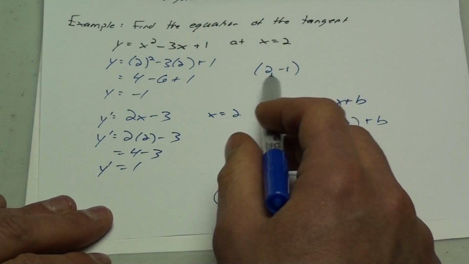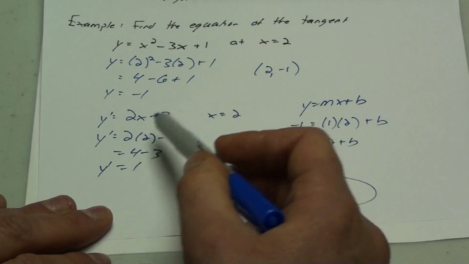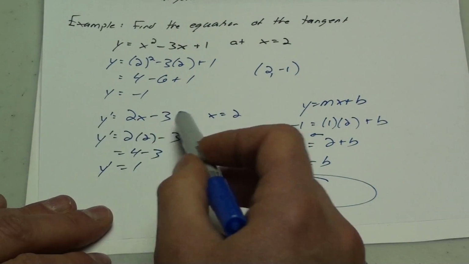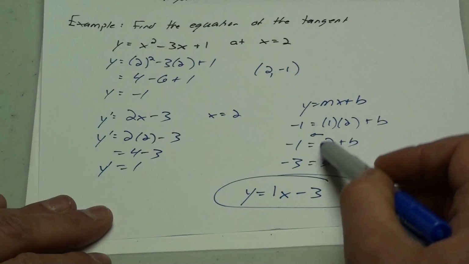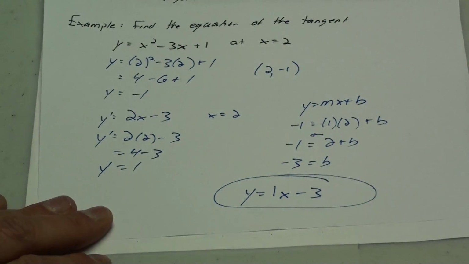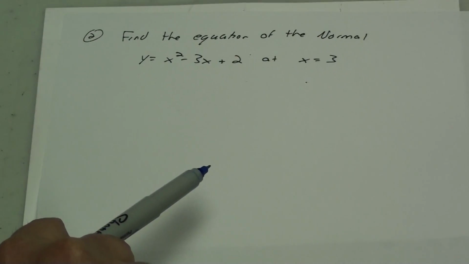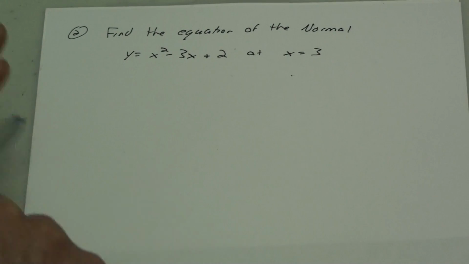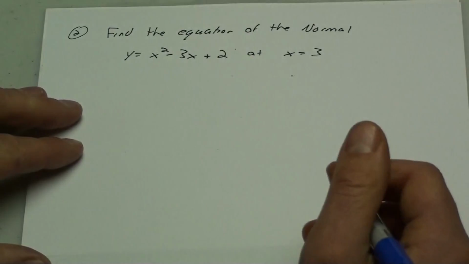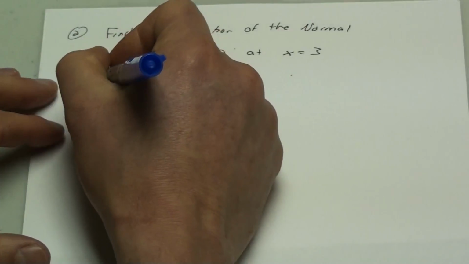Find your x and y values of the original, and then you find your slope, the derivative, put in the x value to find your slope, and then you can solve for y equals mx plus b. Now, how to find the equation of the normal. So the normal is the exact same steps, but the only difference is I'm going to use a negative reciprocal slope. So I'm going to find the y value first.